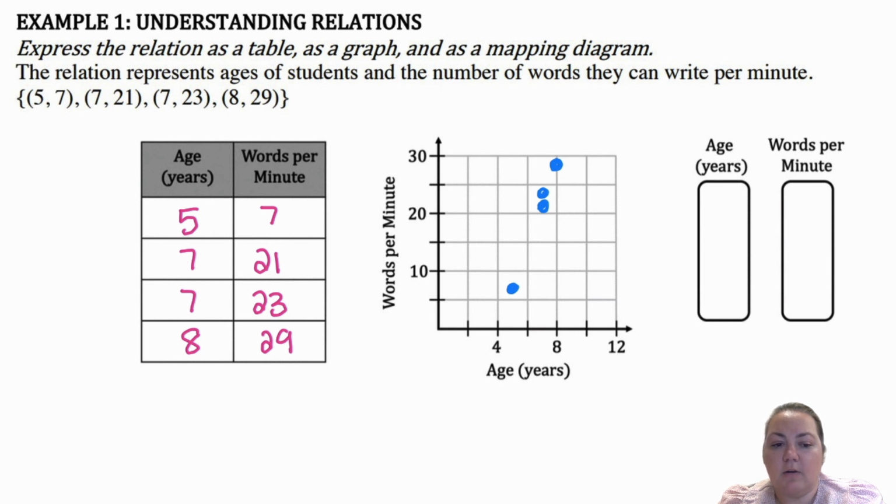In a mapping diagram, I'm going to put 5, 7, and 8. The 7 gets repeated, so I'm not going to write it twice. The y values, none of them get repeated. And then I'm going to draw little arrows. 5 goes to 7, 7 goes to 21 and 23, and 8 goes to 29.